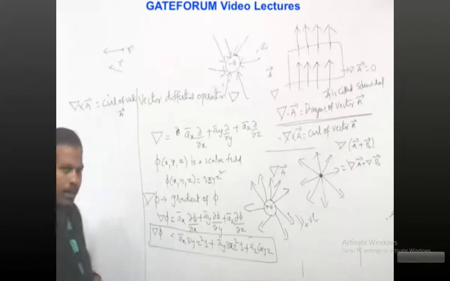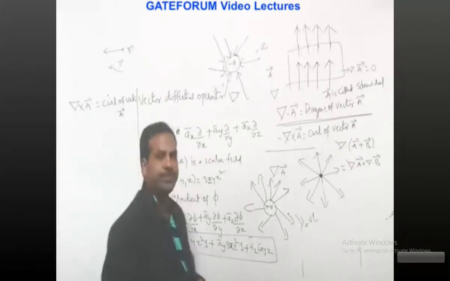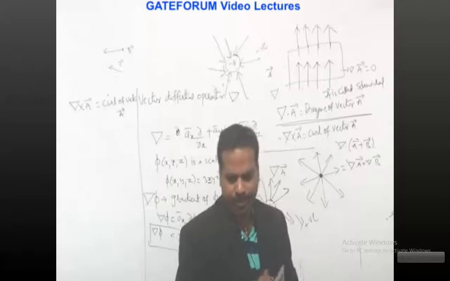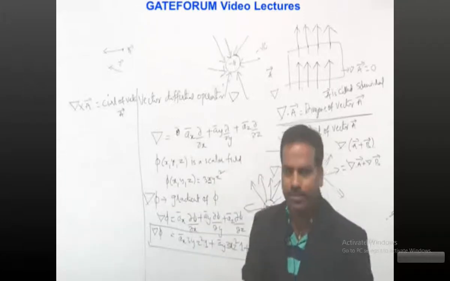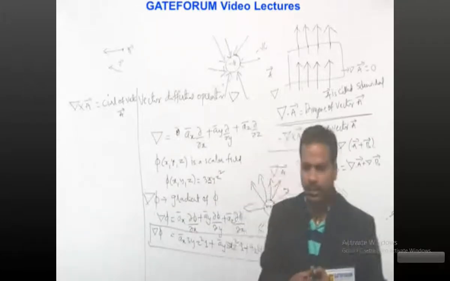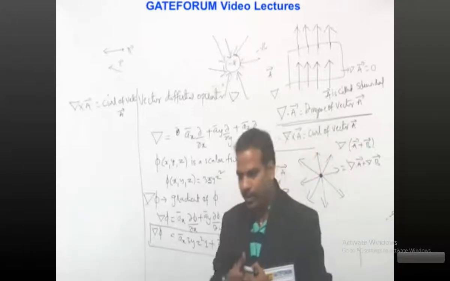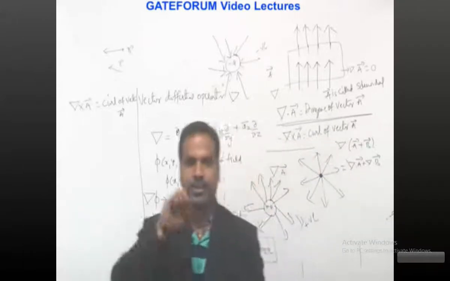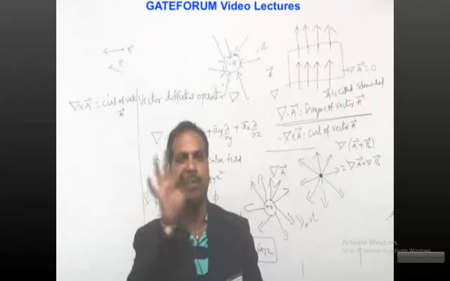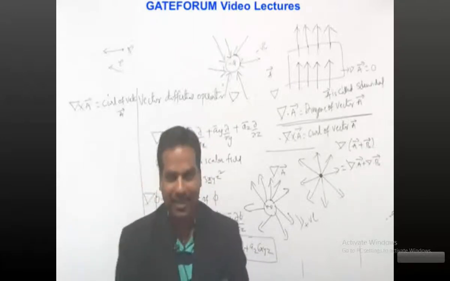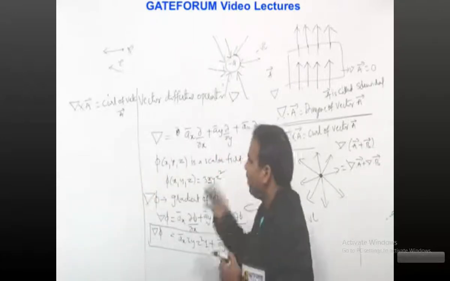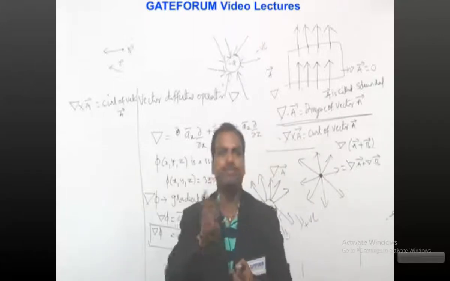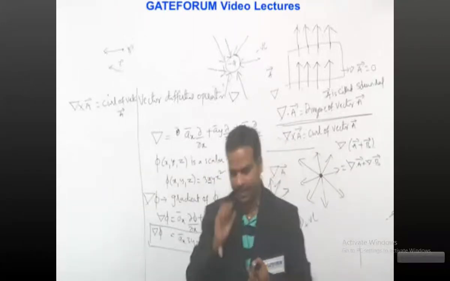Sir, what does the curl of a vector A bar mean here? Very simple. In general, what is the meaning of curl? We say words like curly hair, meaning the hair has a rotating nature. In general, curl means rotation, or some curly direction.